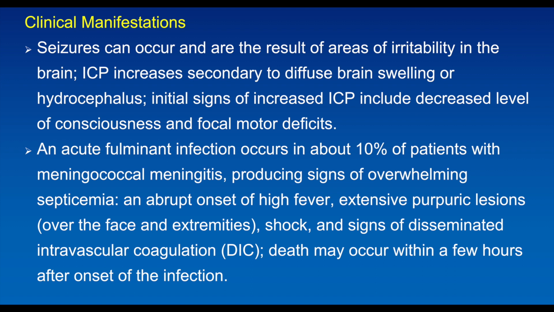An acute fulminant infection occurs in about 10% of patients with meningococcal meningitis, producing signs of overwhelming septicemia. An abrupt onset of high fever, extensive purpuric lesions over the face and extremities, shock, and signs of disseminated intravascular coagulation. Death may occur within a few hours after onset of infection.